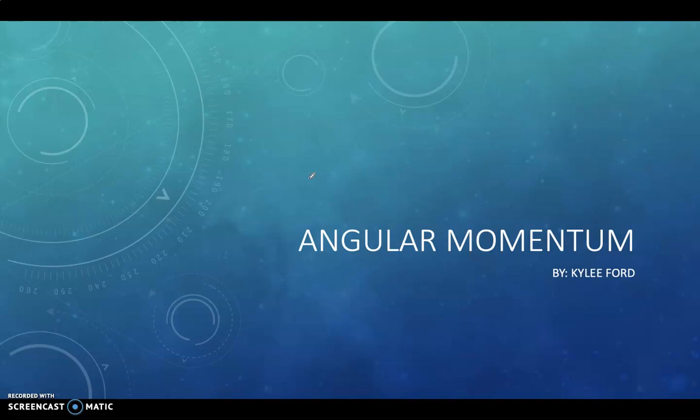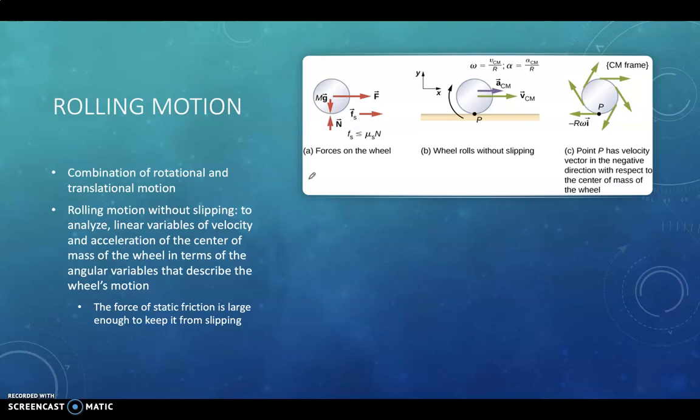Today we're going to go ahead and talk about angular momentum. So the first idea we want to understand is rolling motion, and that's going to be a combination of rotational and translational motion. Specifically, we're going to look at rolling motion without slipping. To analyze that, we're going to need some linear variables of velocity and acceleration of the center of mass of the wheel in terms of angular variables that describe the wheel's motion.